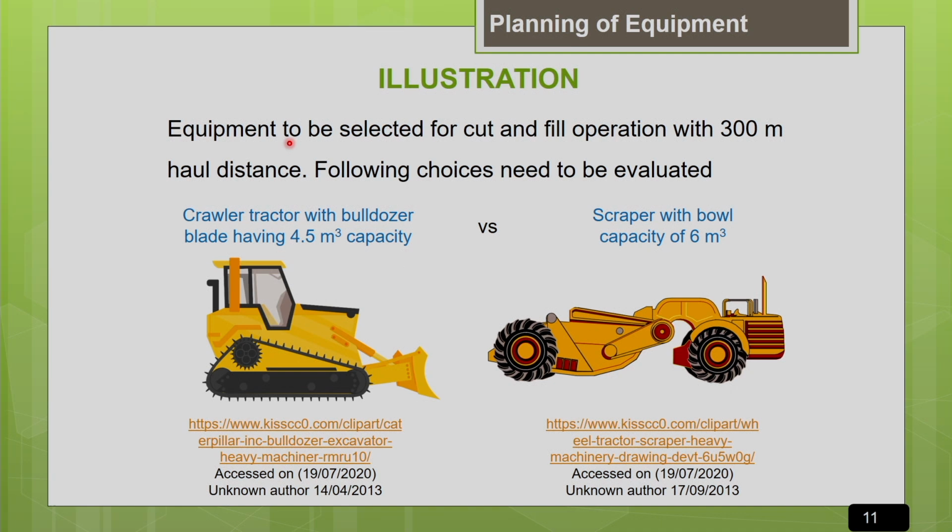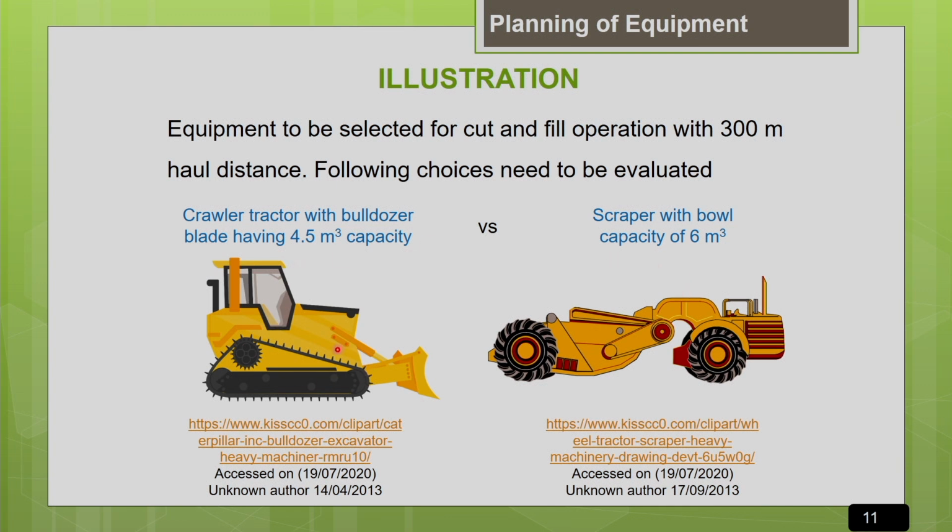Basically, the job assigned here is to choose the earth moving equipment. Equipment is to be selected for cut and fill earth moving operation for a 300-meter haul distance. There are two choices given. One is your normal crawler bulldozer with an earth moving blade having 4.5 meter cube capacity, and the other option is a scraper with a bowl of 6 meter cube capacity. Now we have to decide whether to go for the bulldozer or the scraper for the earth moving operation.